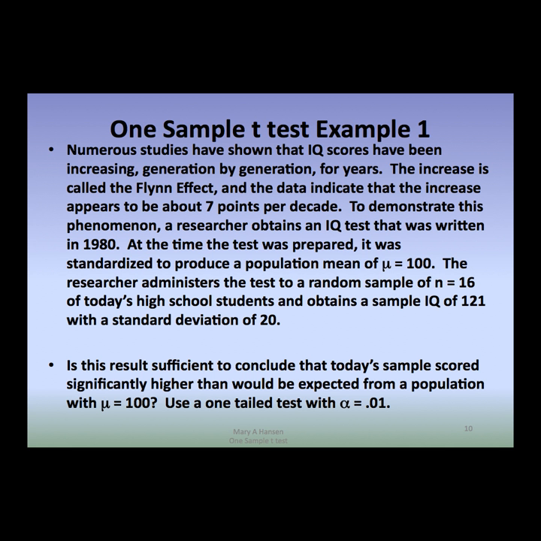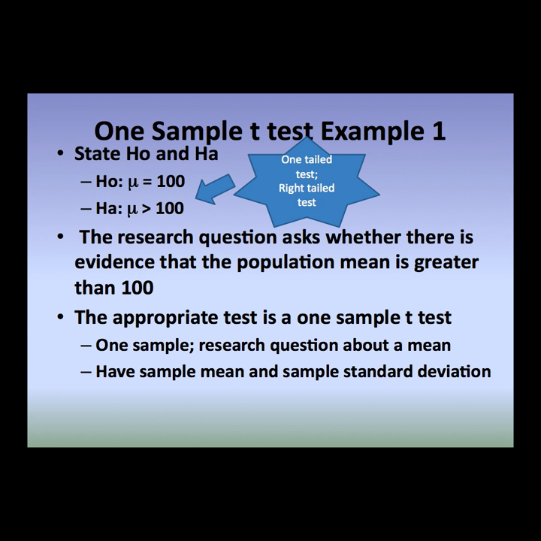Is this result sufficient to conclude that today's sample scored significantly higher than would be expected from a population with mean equals 100? Use a one-tailed test with alpha equals 0.01. The first step is to state the null and alternative hypothesis. In this case, the null hypothesis, mu equals 100, versus the alternative, mu is greater than 100, is tested. The research question asks whether there is evidence that the population mean is greater than 100. Therefore, a right-tailed test with a greater than sign in the alternative hypothesis is appropriate.